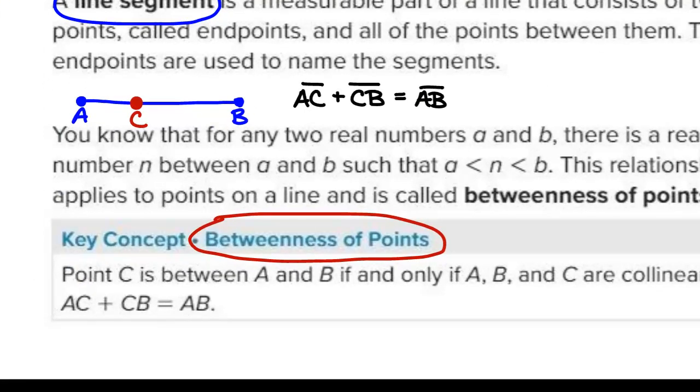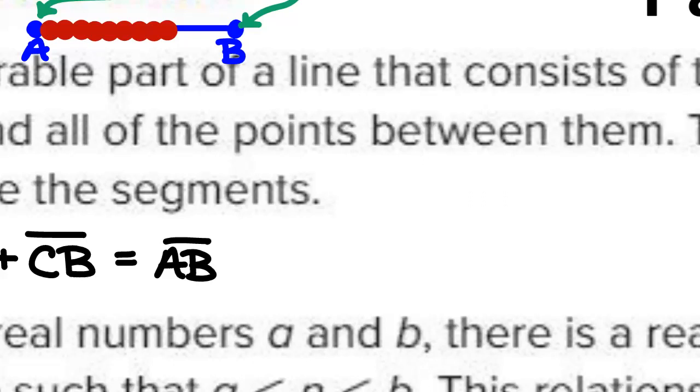Notice their math sentence down here looks a lot like the one that I wrote up here. But what's the difference between theirs and mine? They don't have the little lines over the top. When you have the little dash over the top, that means that we're talking about a segment.